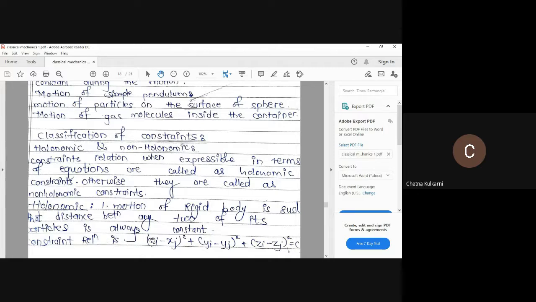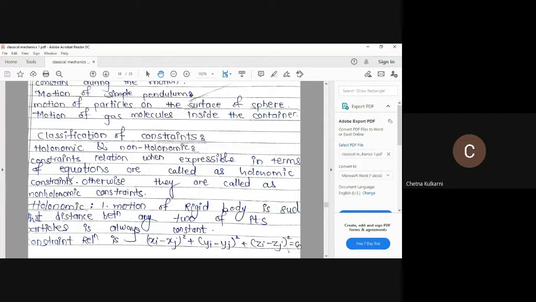Okay, so we can say the constraint relation can be given as (xi minus xj) squared plus (yi minus yj) squared plus (zi minus zj) squared is equal to some constant. What is this formula? This is nothing but the distance formula. What is the distance formula? We have two particles: xi, yi, zi is the coordinate of the first particle, and xj, yj and zj is the coordinate of the second particle.